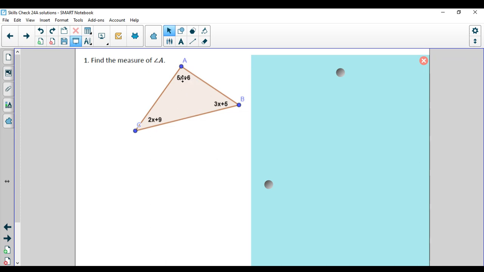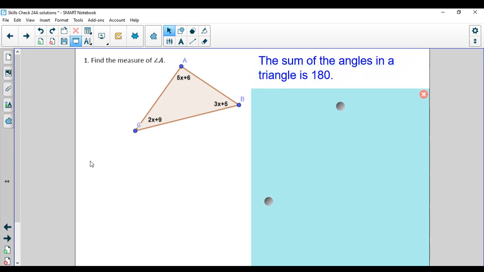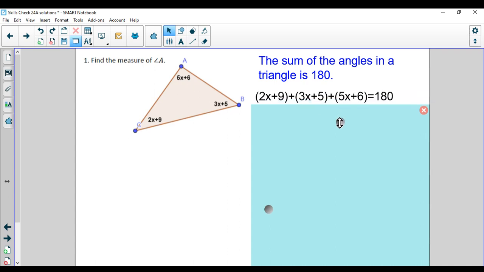So what you should notice is that the three angles have algebraic expressions in them, and we know that the angles inside of a triangle always add to 180 degrees. So we're going to take each of these three angles and add them up, setting it equal to 180 degrees. So 2x plus 9 is angle C, 3x plus 5 is angle B, and 5x plus 6 is angle A. So you add those up and set it equal to 180. Now it is a matter of solving for x.